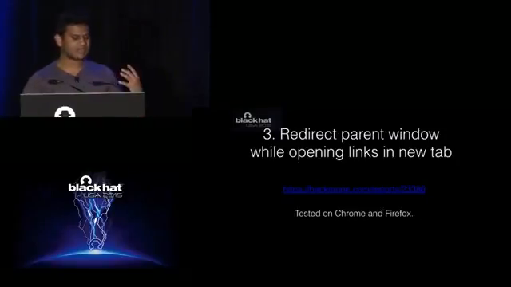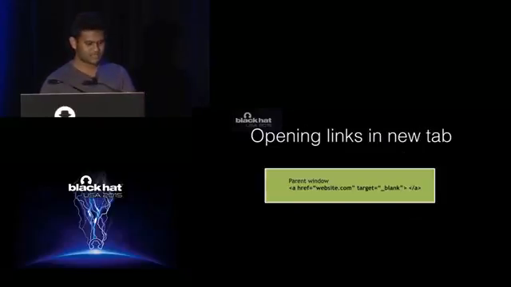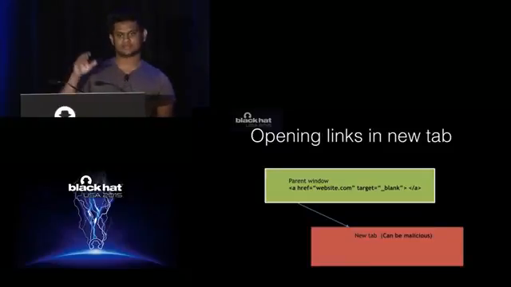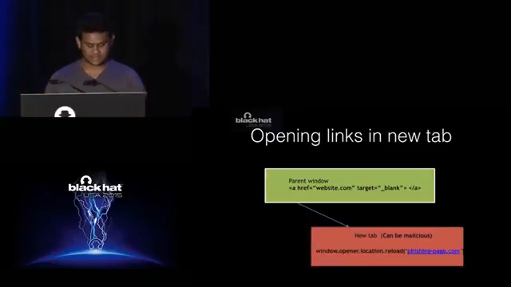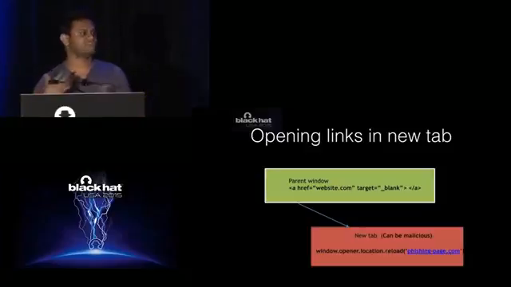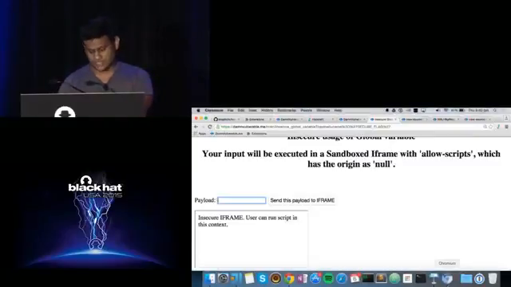Sometime back, a guy called Daniel reported a vulnerability on HackerOne and different other websites, where a parent window can open a new tab with target equals underscore blank, and then it can be malicious. If it does a window.opener.location.reload of some phishing page, then the original page just changes its domain, which can be pretty useful in phishing attacks.